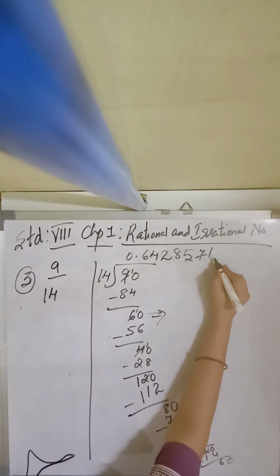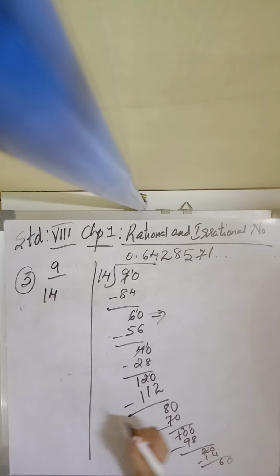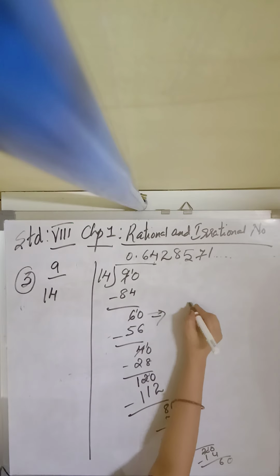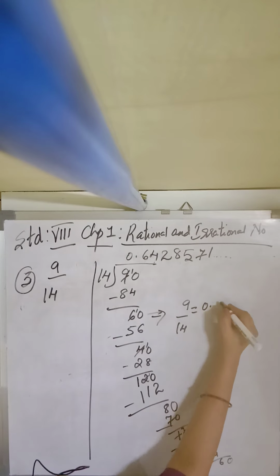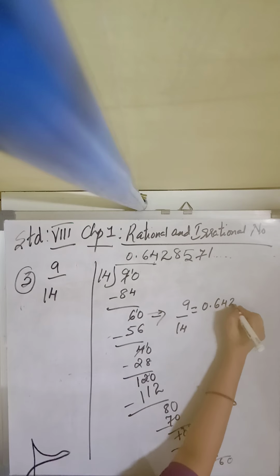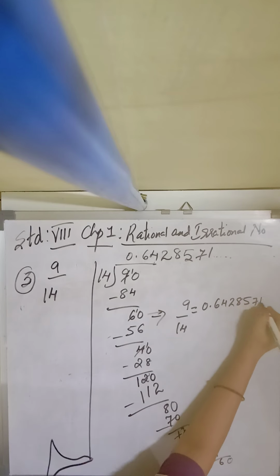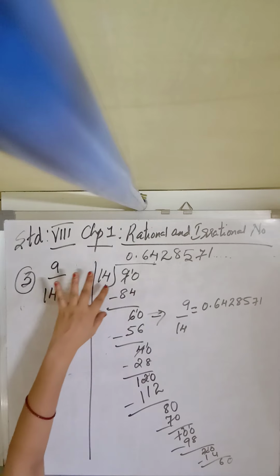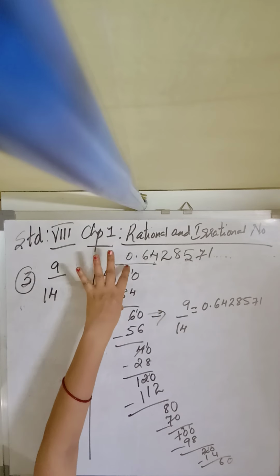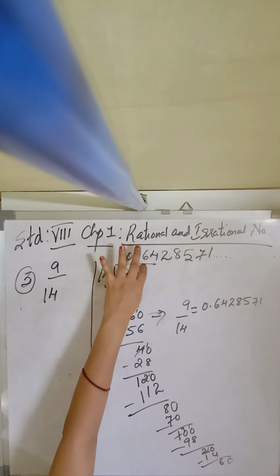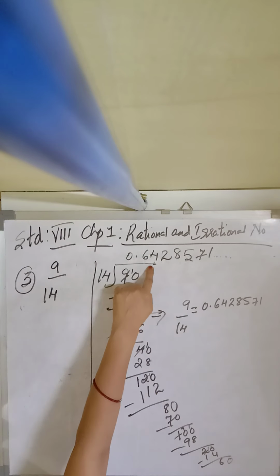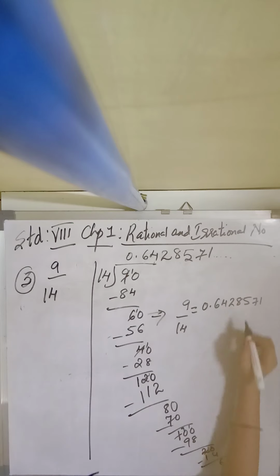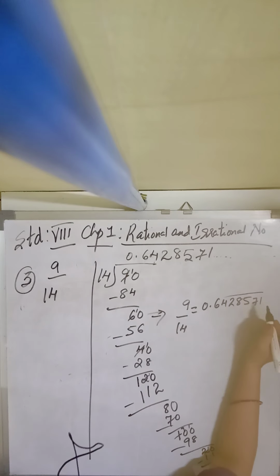Therefore you can write this as, so what is my recurring number? You will write, therefore you can write 9 by 14 is equal to 0.642857. Now you can see children, this first 6 is not coming again. That means this is not there. So your first number 6 will not be recurring. It will start from which? 14 4s are 56.